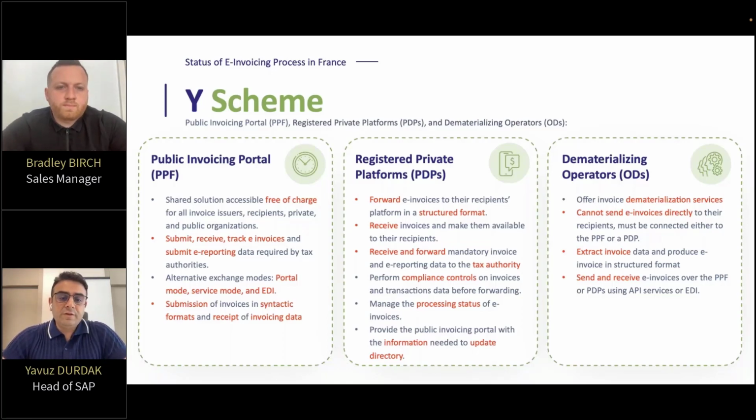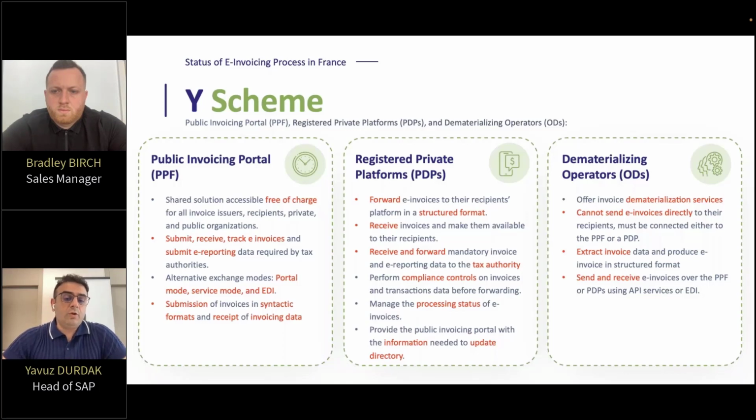They will enable forwarding e-invoices to their recipients' platform in a structured format. They will be able to receive invoices and make them available to their recipients. They will receive and forward mandatory invoice and e-reporting data to the tax authority, because if registered private platforms are used, then the information should be submitted to the tax authorities, so they will have this capability also. They will perform some compliance controls, which will be discussed in the following slides. So these compliance controls should be made also.